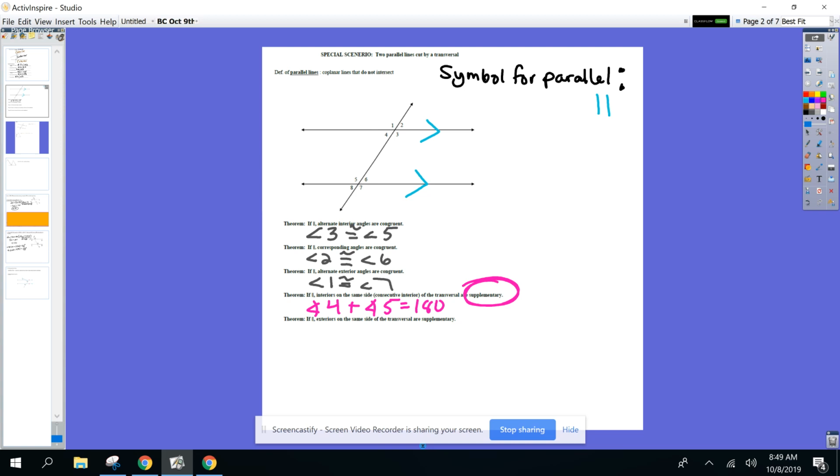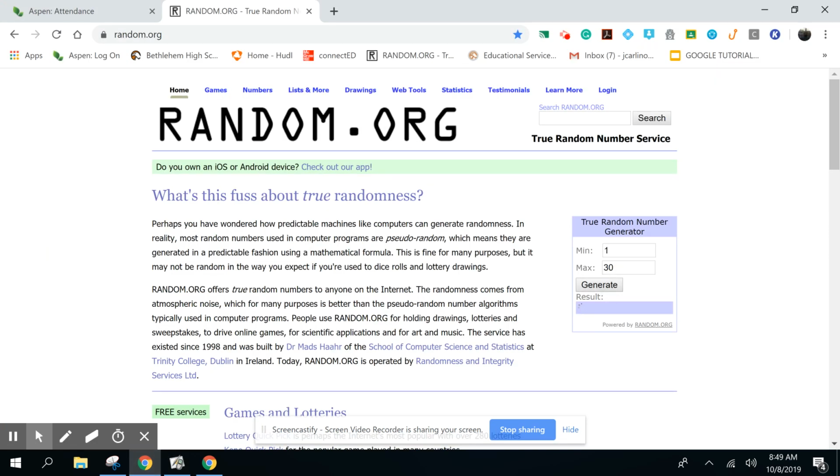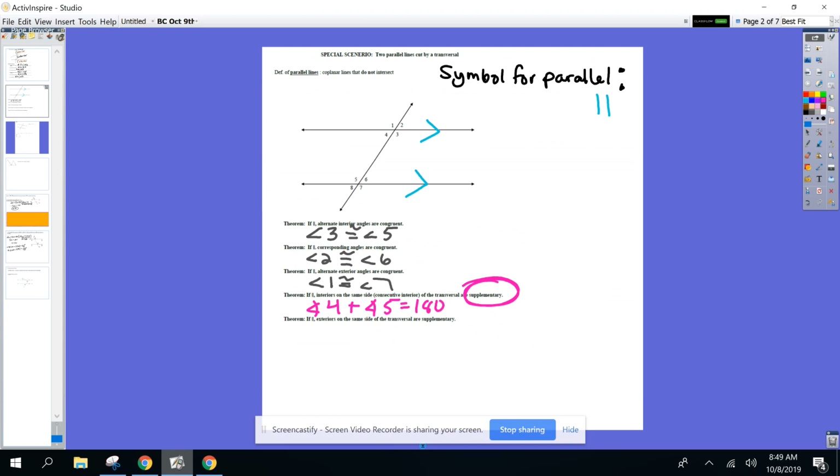And the final type that are supplementary, same side exterior. Same side exterior. So give me another pair that should add up to 180. 25, nope. 25, do we have a 25? No? Didn't think so. Great job. How about an 11? Same side exteriors. Angle 2, perfect, thank you. Plus angle 7 is equal to 180.